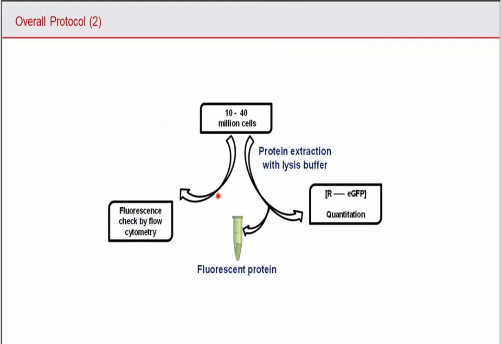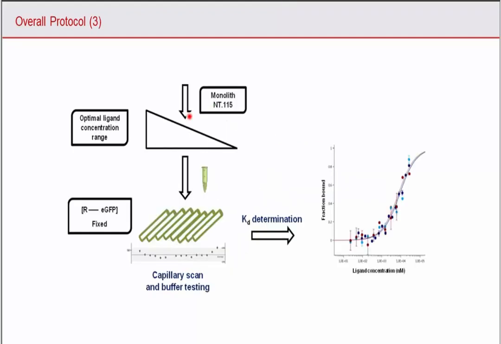You can now perform your protein extraction, where you have to decide which lysis buffer will be the best for your protein of interest. You don't want to denature your protein or have too low an extraction yield using too soft a lysis buffer. So it really depends on which type of proteins you are studying. The fluorescent protein extracted is then used for MST assays.